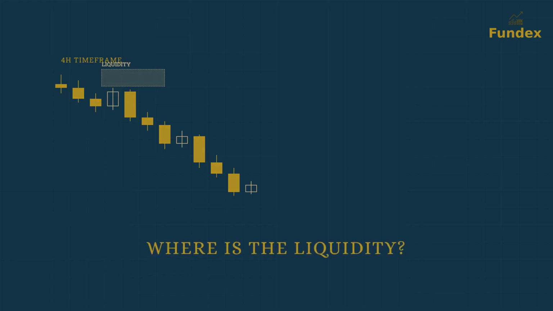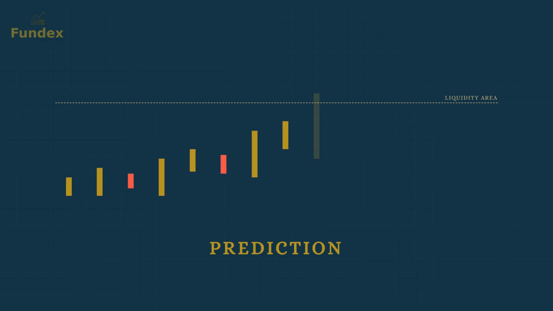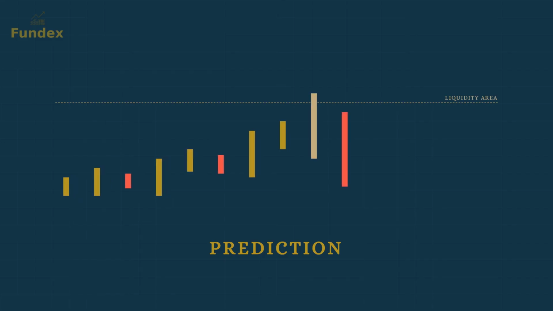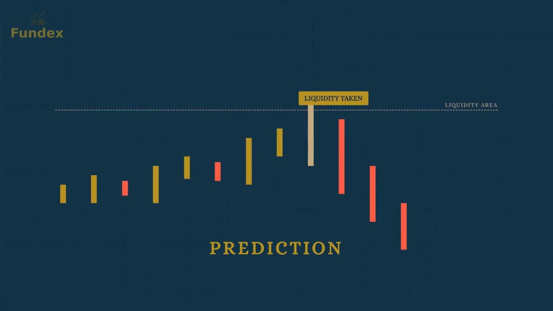I want to know where the liquidity is. Because price does not always move in a straight line. Before continuing lower, the market may first move higher. It may trade above a recent swing high. It may trigger traders who are positioned too early. It may attract breakout buyers. It may reach into an area where liquidity is resting. And then the real question becomes, what happens after that?